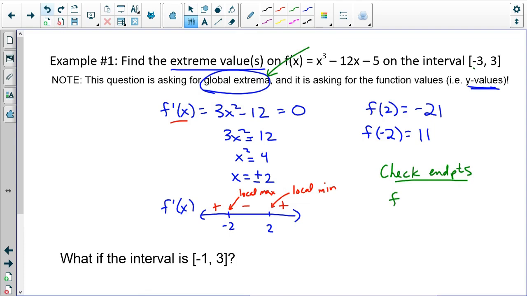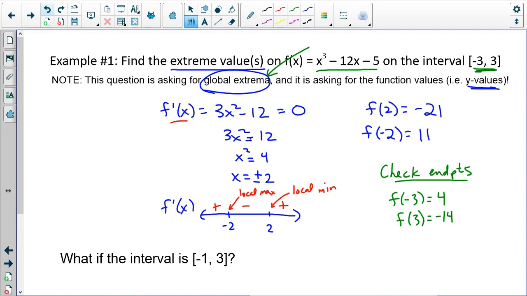So in this case, since the interval is -3 to 3, f of -3 equals 4, and f of 3 equals -14. Once again, I'm just subbing them in really quickly. You would probably have to sub those values in, and this problem would likely be a no calculator problem, so you would have to do that on your own.